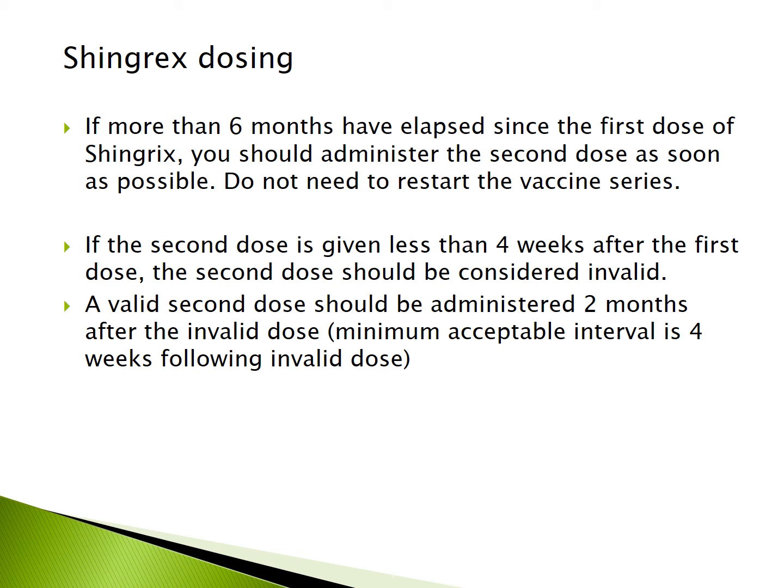So when we're dosing this, if the patient has not come in for more than 6 months that has lapsed in between the first dose and the Shingrix, you should administer the second dose as soon as possible. You don't need to restart the vaccine series again. If the second dose was given less than 4 weeks after the first dose, then it should be considered invalid. So a valid second dose should be administered 2 months after the invalid dose. The minimal accepted interval is 4 weeks following the invalid dose.